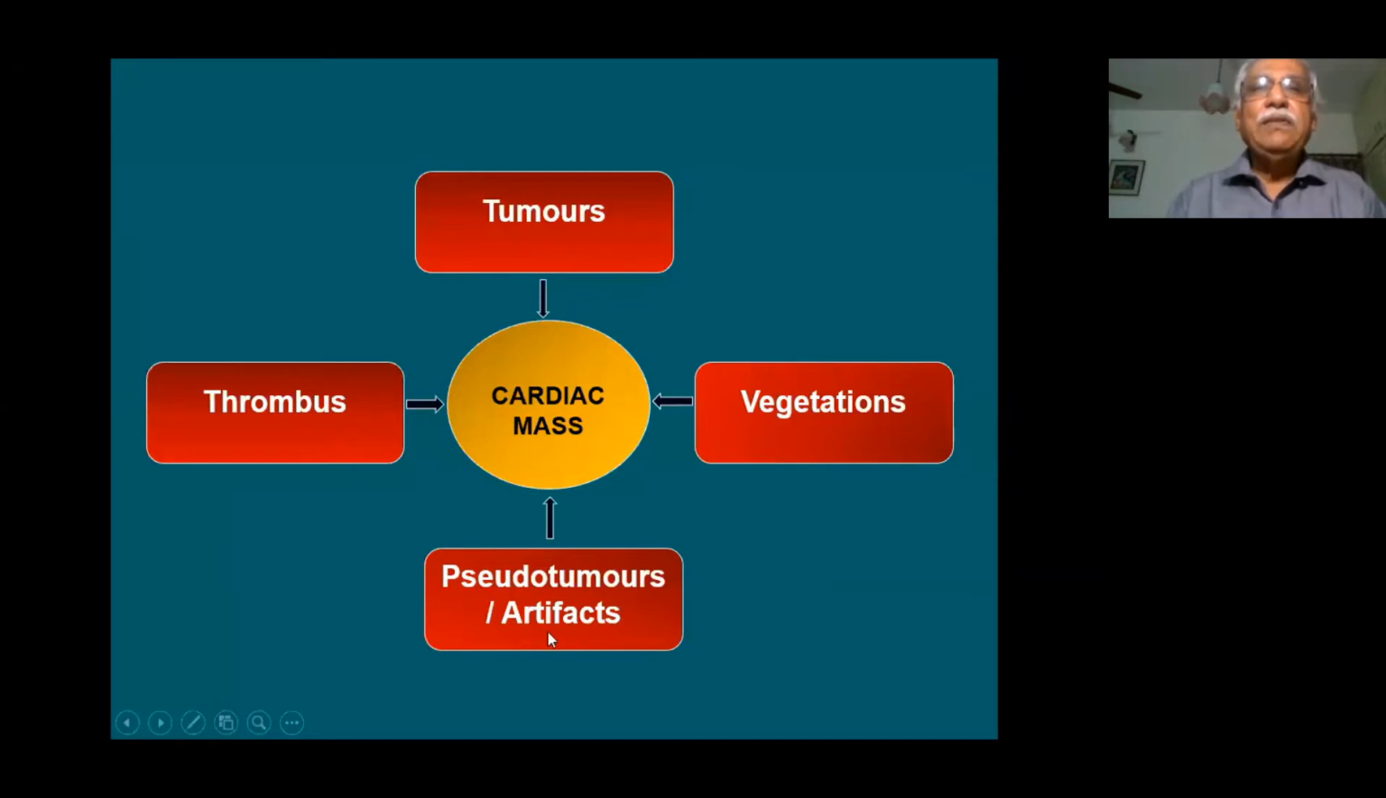Sometimes we see masses inside the heart due to artifacts, or due to normal structures which are present inside the heart, or sometimes after surgery, etc. There are some abnormal echoes inside the heart which you may mistake for a true cardiac mass. So these also have to be identified correctly so that you won't start any unnecessary treatment.